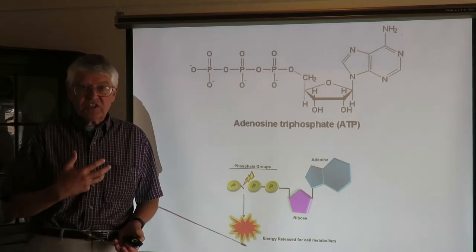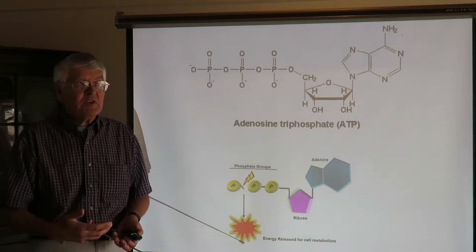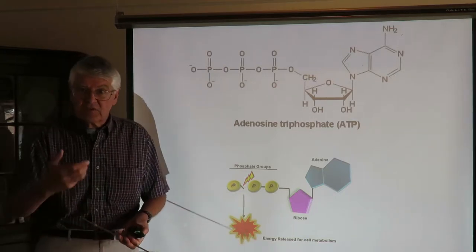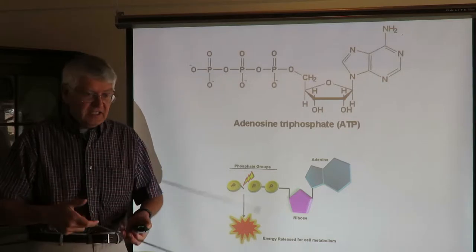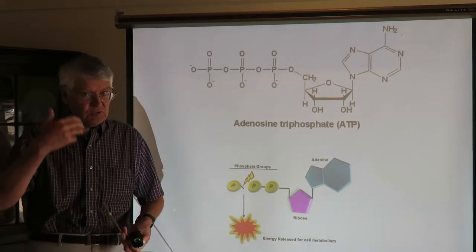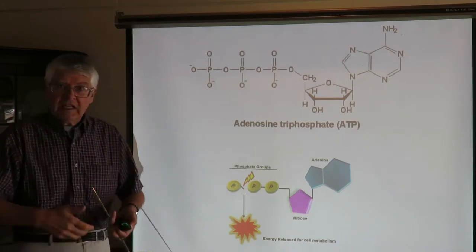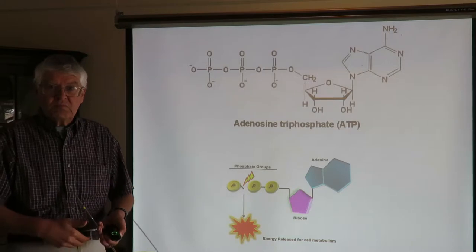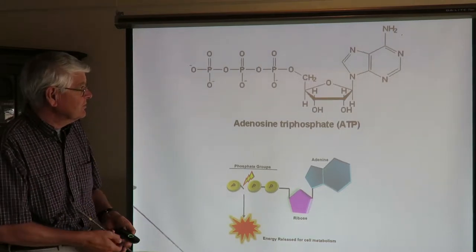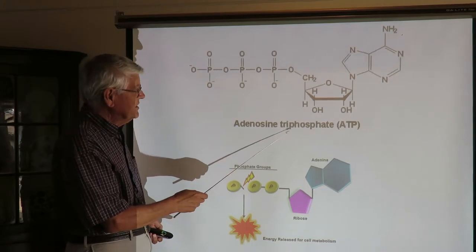We use the energy in our food to make more ATP, and we use the ATP as the kind of direct chemical form of energy that does things like keeps all of our ions in balance, drives our nerve cells, allows us to walk across the room, allows us to build proteins, build cell walls, build blood vessels, etc. So let's look at the structure of this molecule in a little bit of detail.